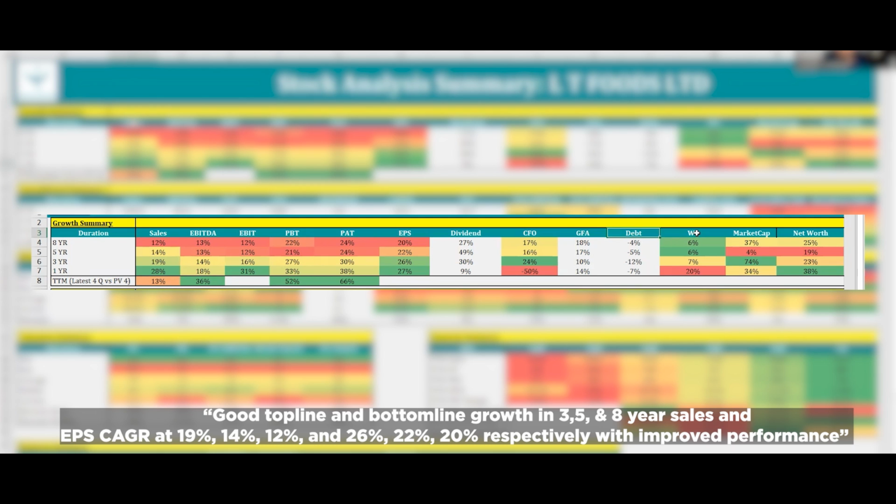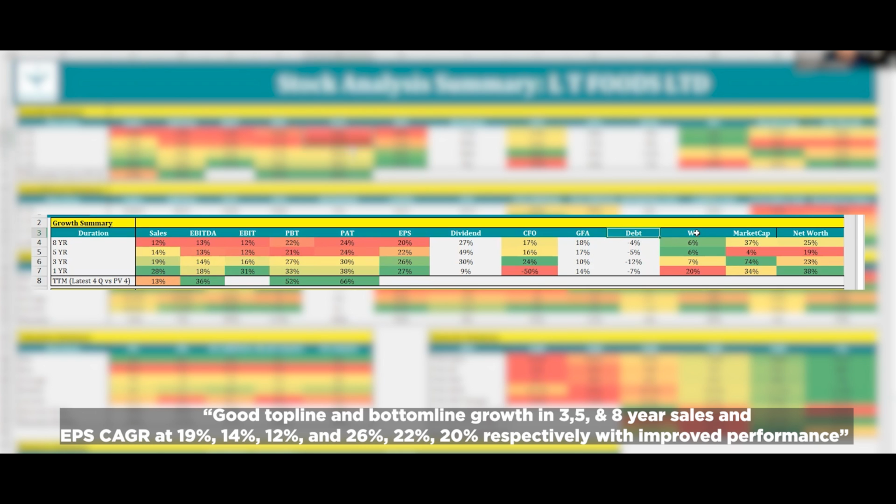Now, this is how you generate insights out of it. The question is, sales has grown, but has profit grown? And if we see, against a 12% sales growth rate, there is a 24% PAT growth rate; against 14, 24; against 19, 30. So the company has been able to generate a higher profit growth rate compared to the sales growth rate.